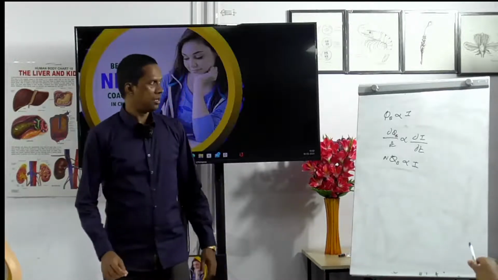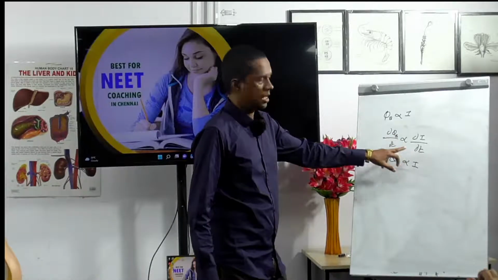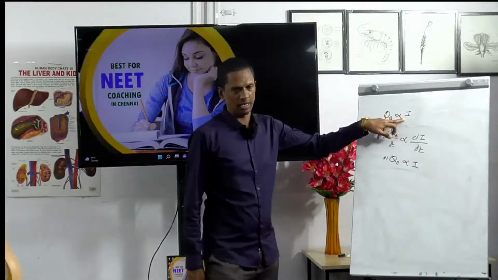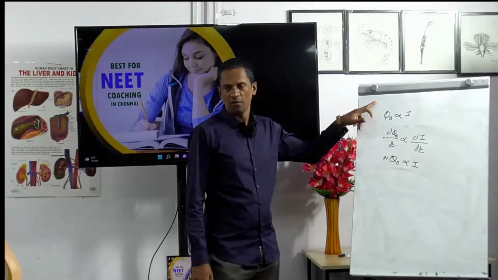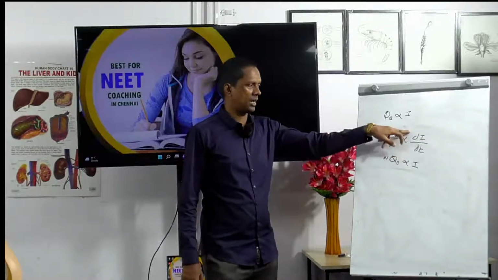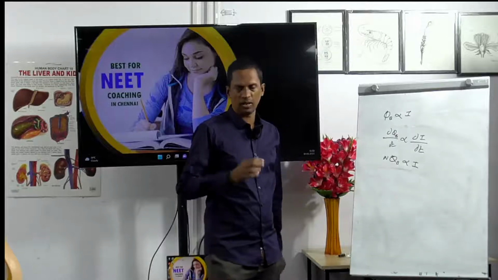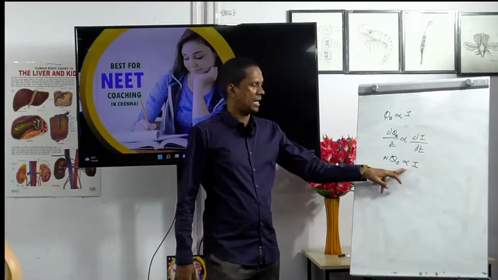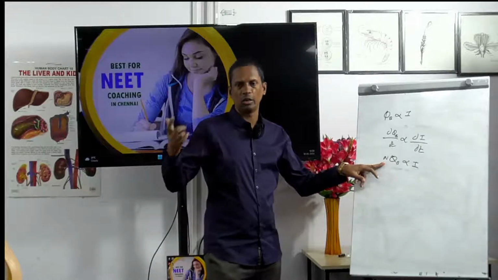Sir, what about dI by dt? Flux is directly proportional to current. Rate of flux means change of flux with respect to time t. So the rate of change of flux is directly proportional to the rate of change of current with respect to time t. Then N into flux is directly proportional to current. What is N? The number of turns in the coil.